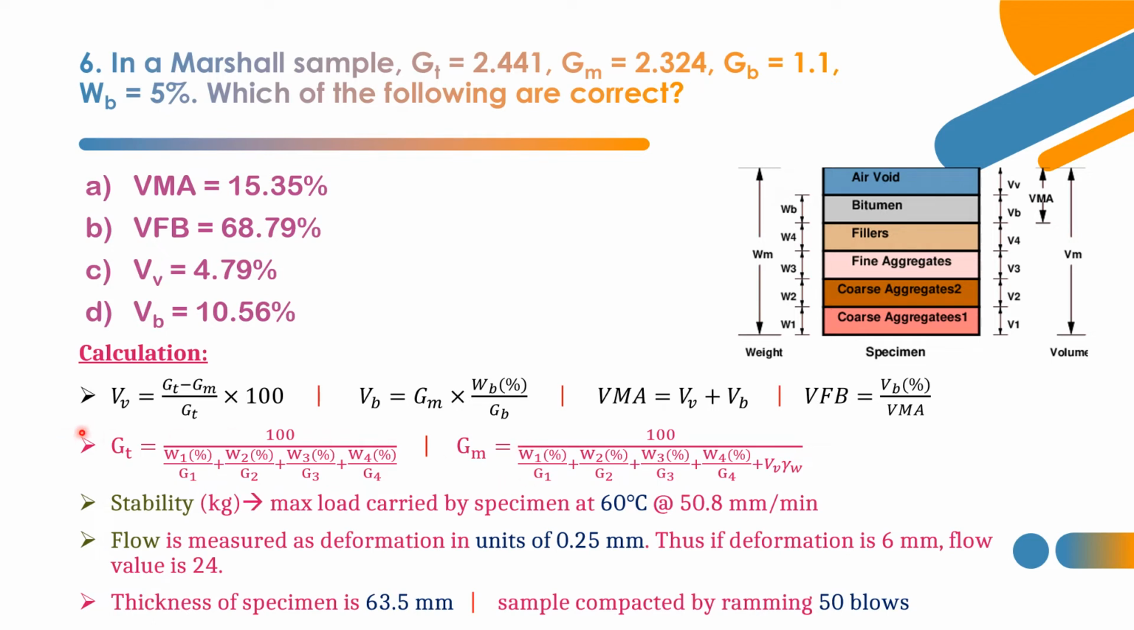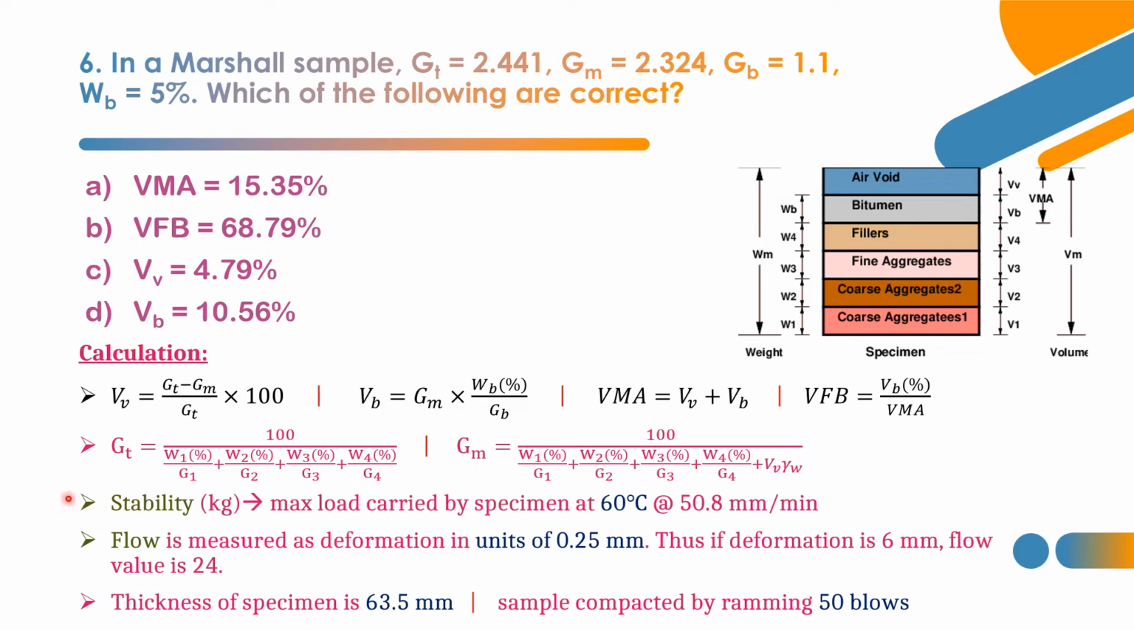These are the important formulas: VV, VB, VMA, VFB, GT, GM. VV is volume of voids in percentage, VB is volume of bitumen, VMA is volume of mineral aggregates, VV plus VB, and VFB is voids filled with bitumen. GT is theoretical specific gravity, GM is bulk specific gravity.